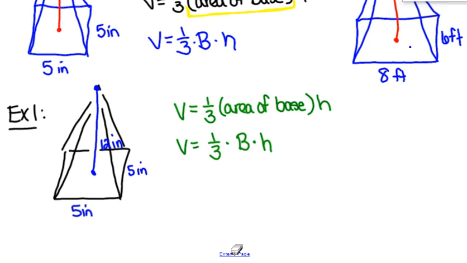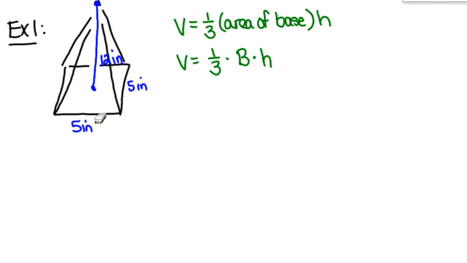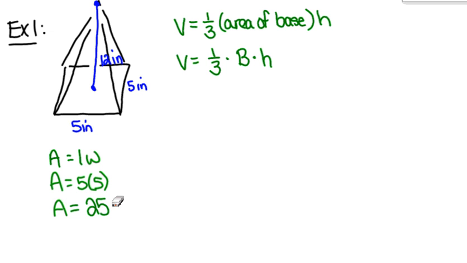So the first thing that I'm going to do is find the area of that square. So the area of the square, remember, is length times width, or side times side, however you want to think about it. 5 times 5, making the area of the square base 25 square inches. So when I go back up here to substitute into my formula, I've got volume is equal to 1/3. The area of the base, or capital B, is now 25. And the height of my pyramid is 12.